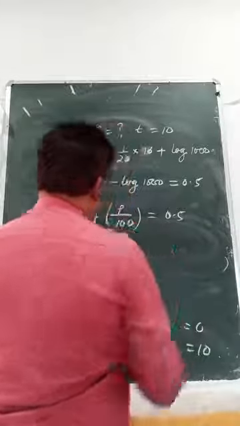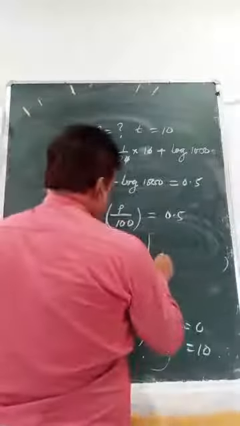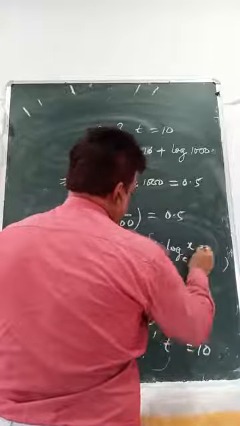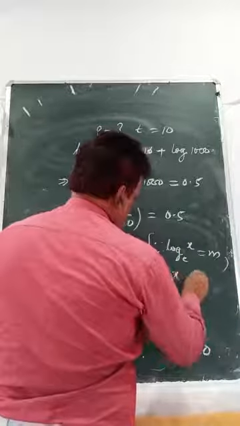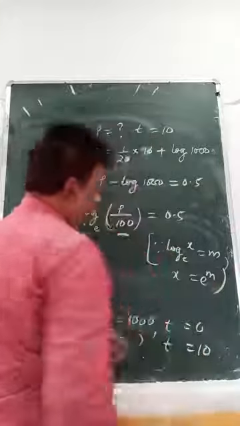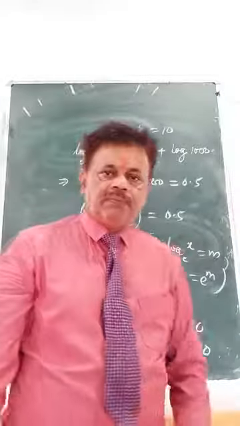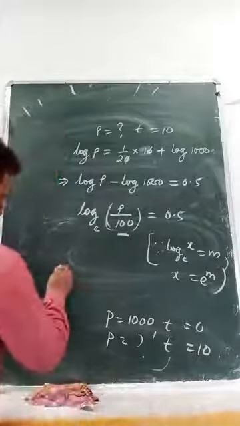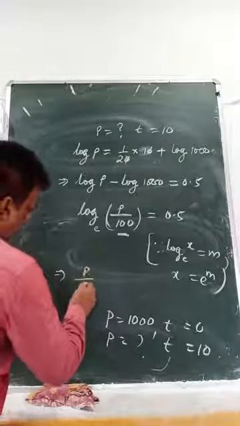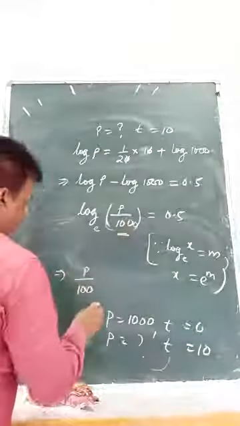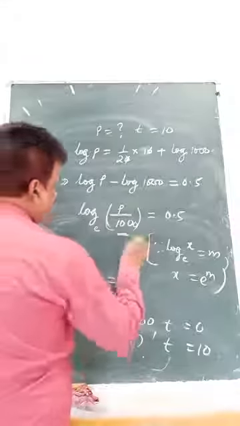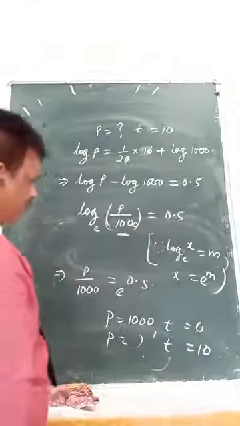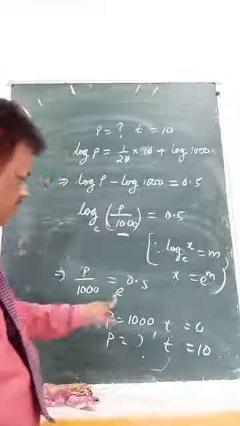Notice this step now. I'll give a hint here: if log x base e equals m, then x equals e to the power m. Logarithmic to exponential form. Okay? So what will you get? P by 1000 is e to the power 0.5. Look at this, e to the power 0.5.